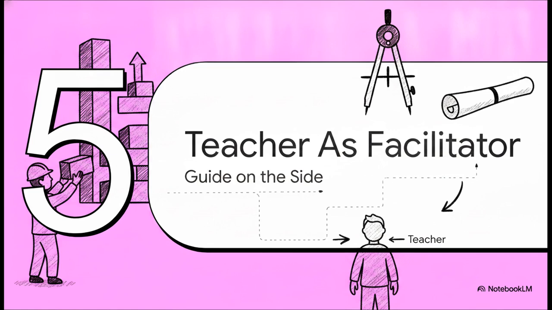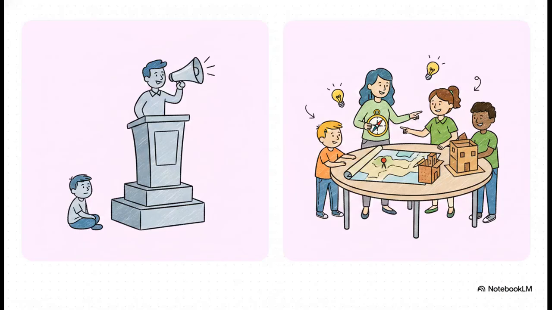Which brings us to our final component, Section 5, the teacher as facilitator. So, we must define the role of the architect in this space. If the students are the ones doing all the heavy lifting of building the knowledge, what exactly does the teacher do? Well, in this new model, teachers step off the stage and relinquish some of their absolute power. You transition from being the sage on the stage, the singular source of all truth, to the guide on the side.